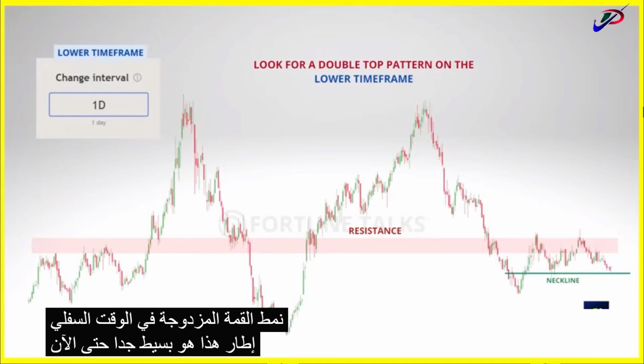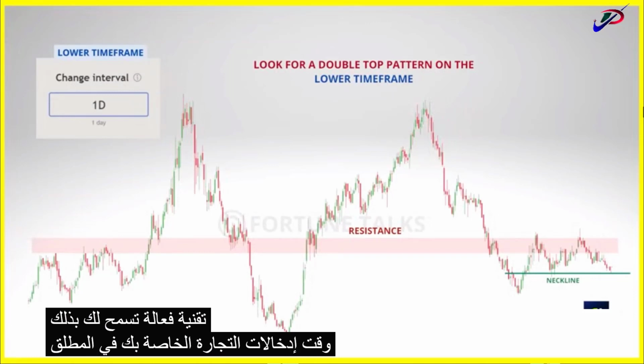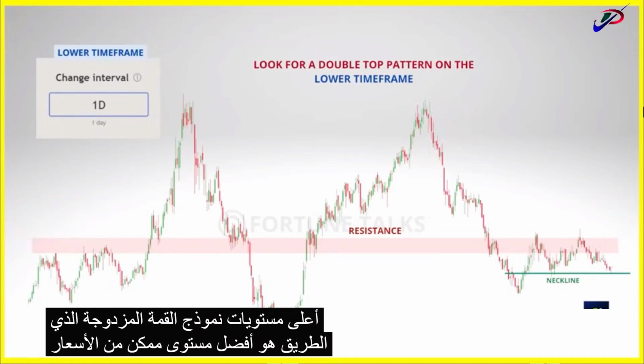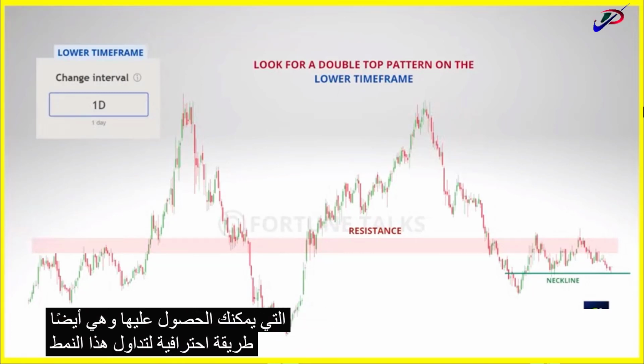This is a very simple yet effective technique that allows you to time your trade entries at the absolute highs of the double top pattern, which by the way is the best possible price level that you can get and is also a professional way of trading this pattern.